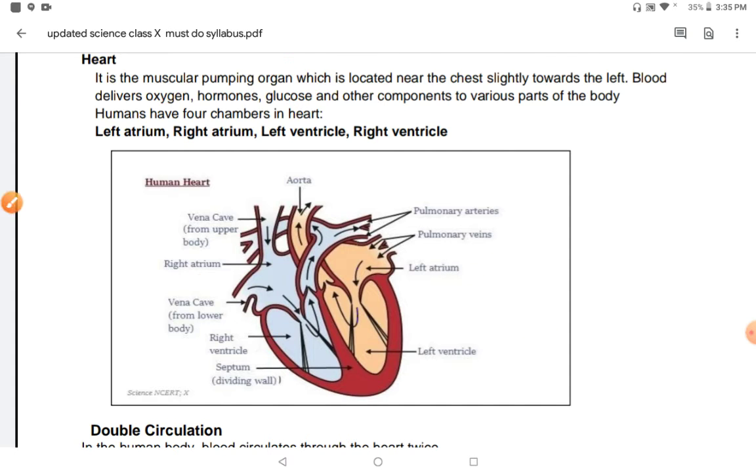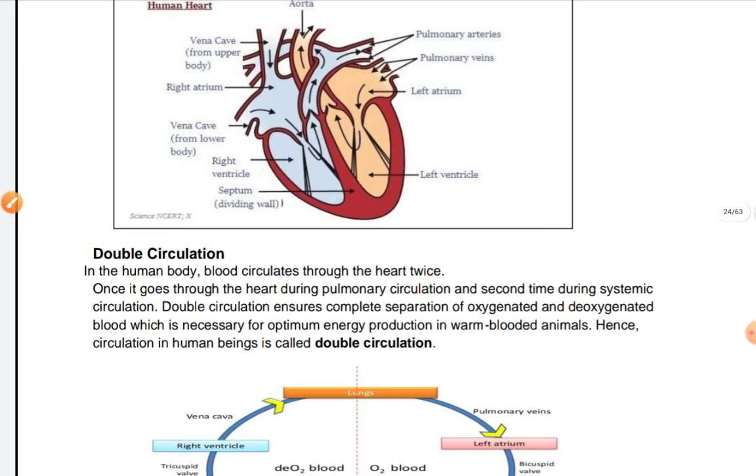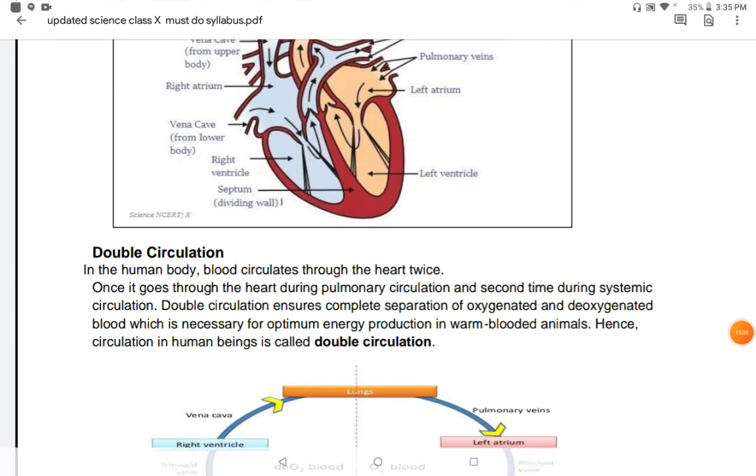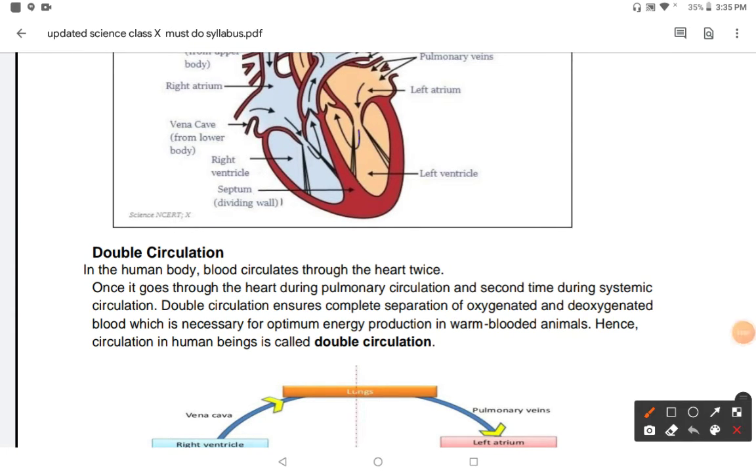And how does it behave like a double circulation in the human heart? The blood circulates through the heart twice: once during the pulmonary circulation and second during the systemic circulation. Double circulation ensures complete separation of oxygenated and deoxygenated blood, which is necessary for optimum energy production in warm-blooded animals, and this circulation in human beings is called double circulation.